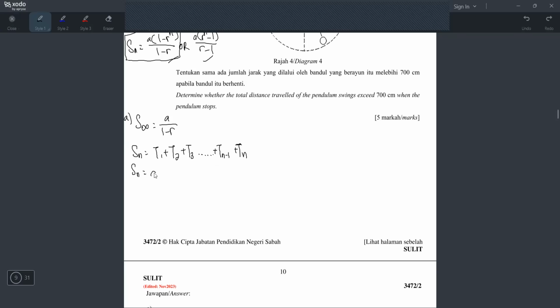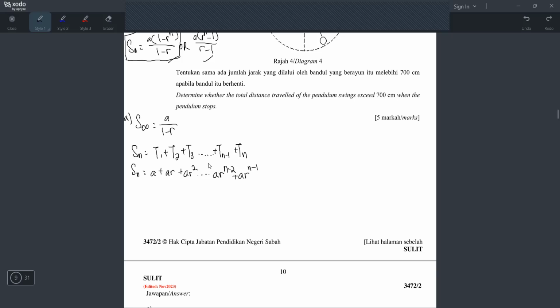It means the first term will be A, the next term will be A times R, right? And then the next one will be A times R, which is AR power 2. It means the power will always be 1 less than the n. If the n is 3, then the power will be 1 less than 3, which is 2. So what do you think will be the Tn minus 1 power? It will be AR power n minus 2, sorry. Because it will be n minus 1 minus 1, right? And then, of course, the last one will be Tn. This will be AR power n minus 1, because the power has to minus 1.